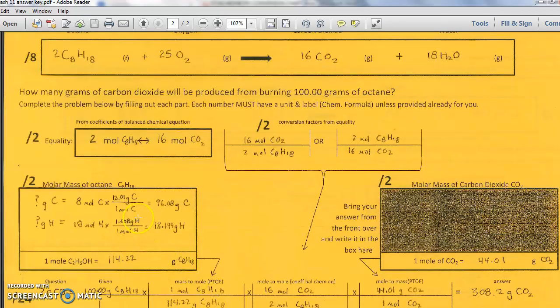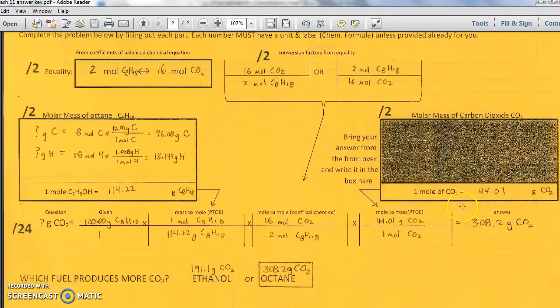All right, the molar mass of octane. There are 8 moles of carbon, C8. 8 times 12.01 is 96.08. There are 18 moles of hydrogen, C8H18. 18 times 1.008, or you can use 1.01 there, is 18.144. We add those two up. The molar mass of C8H18 is 114.22.